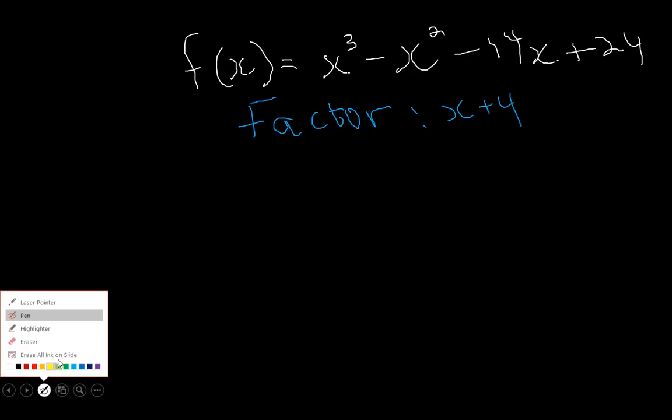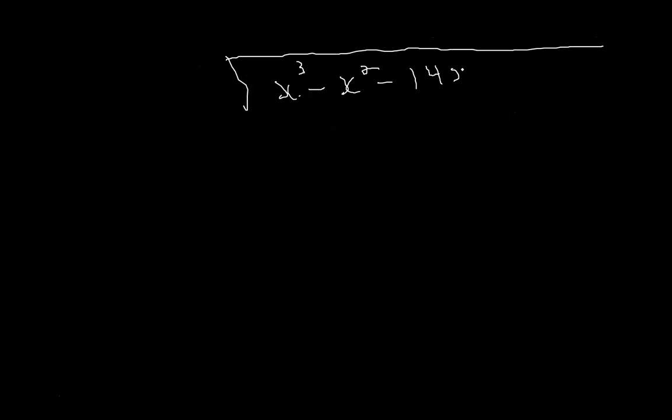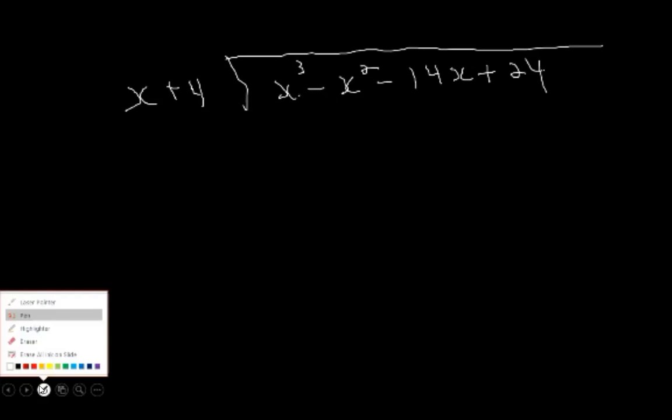I need all the space, so let me just clear this over. That's the information that they gave us, and now this is the long division. Polynomial is x cubed minus x squared minus 14x plus 24. We're given a factor, which is x plus 4. Remember, if it's a factor, the remainder would always be 0. So your remainder, after you do this whole long division, is supposed to give you 0, right?